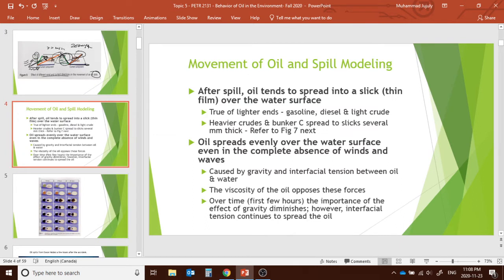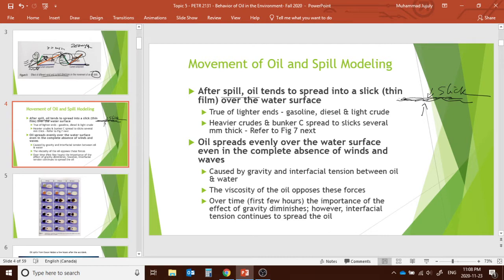Now the movement of oil and spill modeling. So after the oil has been spilled, the oil tend to spread into slick. Slick is, as I said, the thin film. Okay, so for instance, this is the water, and the oil spillage happens. So on the top of the water, there will be oil spill. So this film is known as the slick. Okay, now over the surface of water, this slick has been created.